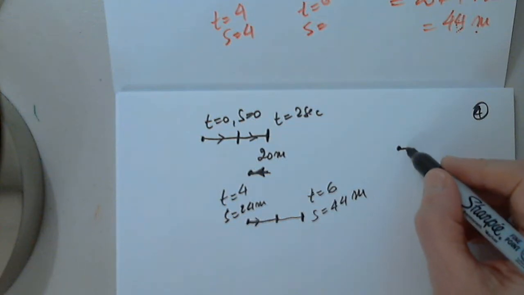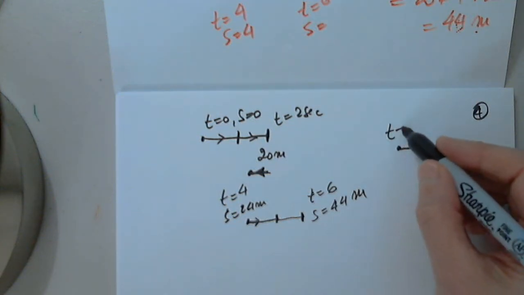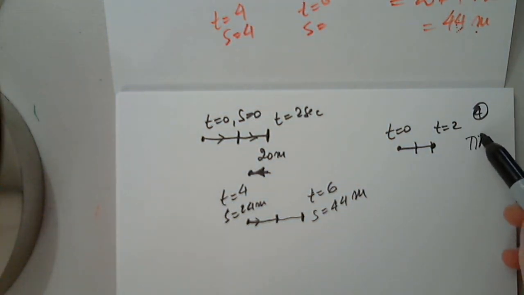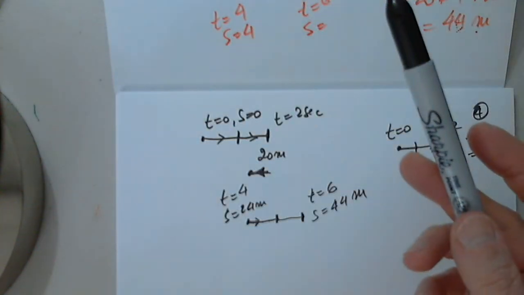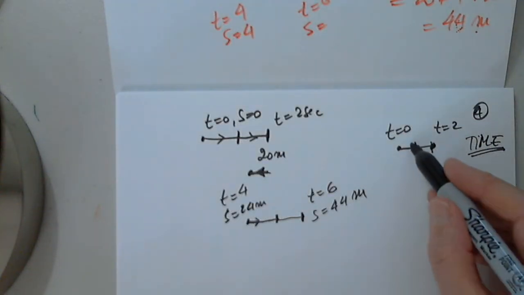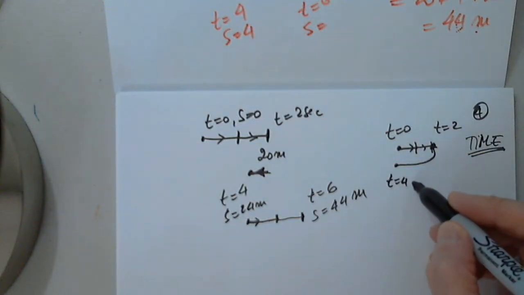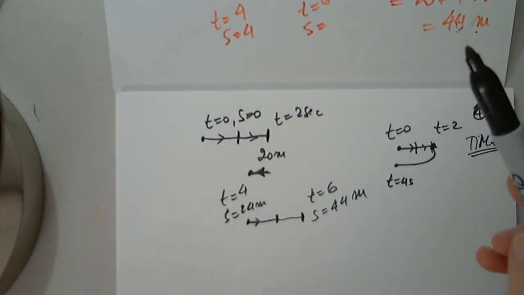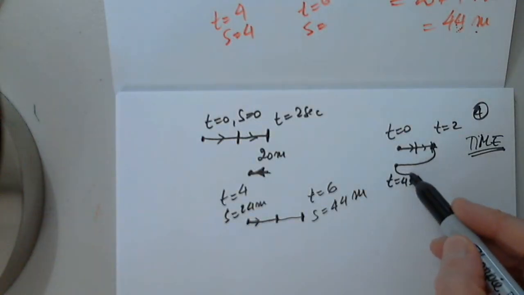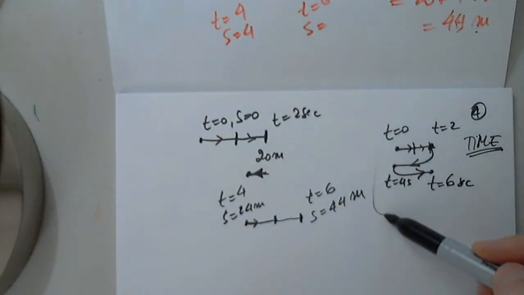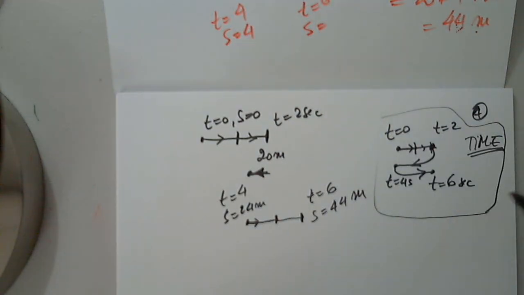So 2 seconds, it goes this way. First second, a second, so t equals 0, t equals 2. This is only for the time, if you want. And then between 2 and 4, it goes this way. So 2 seconds, and this is t equals 4 seconds. And then 2 more seconds, it goes this way. So this way and this way. And this is t equals 6 seconds. So this is just for the time, which I'm happy with.